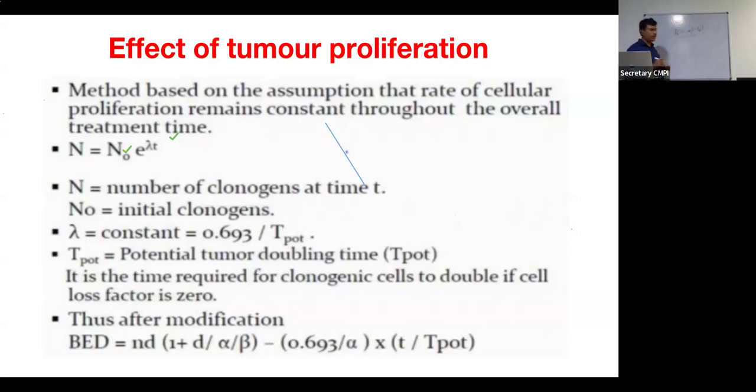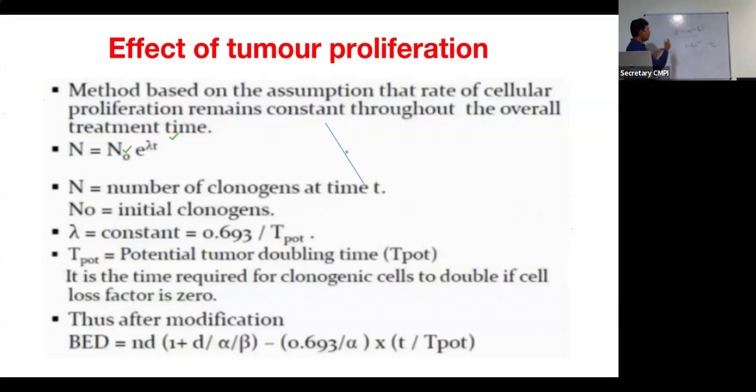Now, how do you calculate that? For that, it is estimated that the number of cells, the number of colonies proliferated, is equal to N equals N0 e raised to lambda T, not minus. Here it is increasing. Lambda is a constant. You can take its value as 0.693 divided by T potential. T potential is the potential doubling time of the tumor. I mean proliferation. The time required to double the number of tumor cells.